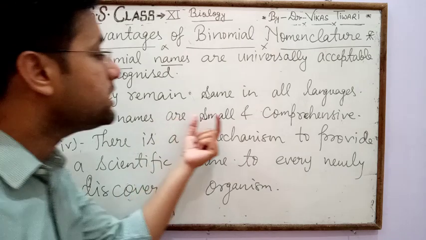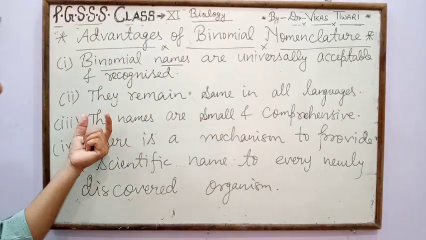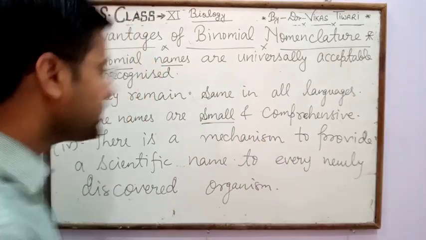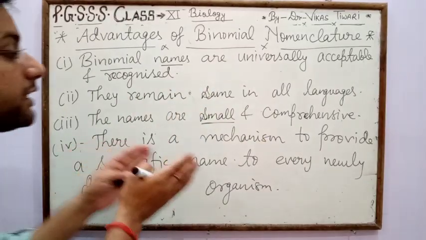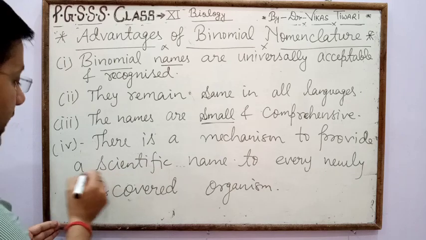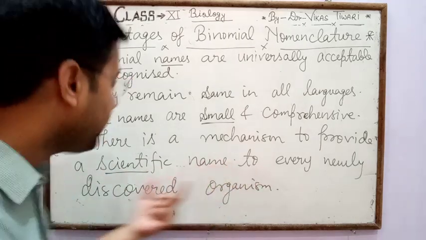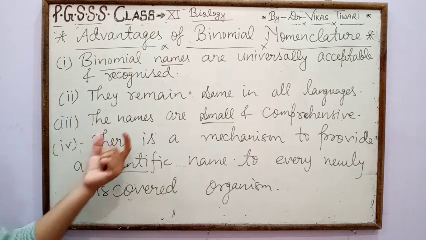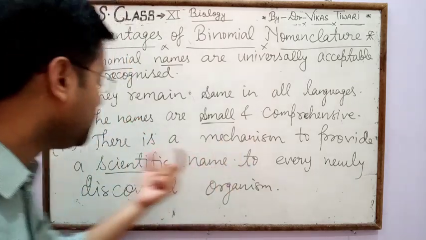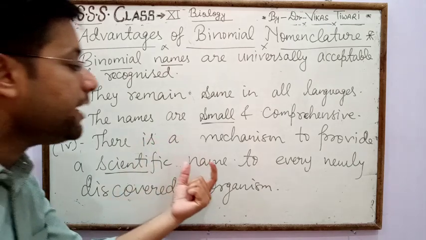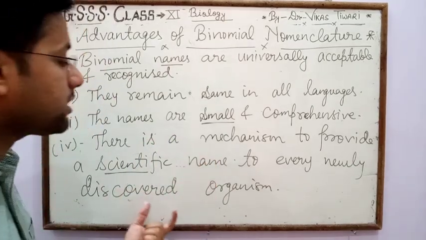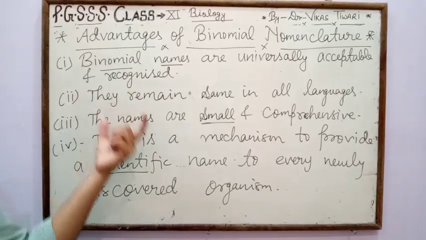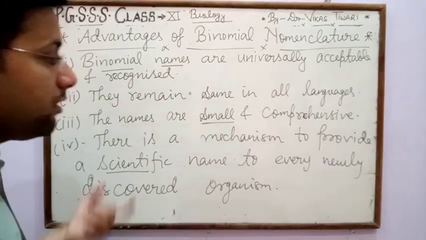Next, the names are small and comprehensive. All the binomial names are small and comprehensive. And last, there is a mechanism to provide a scientific name to every newly discovered organism. So dear students, these are the main advantages of binomial nomenclature.